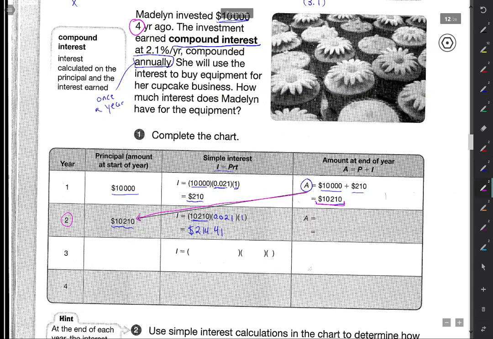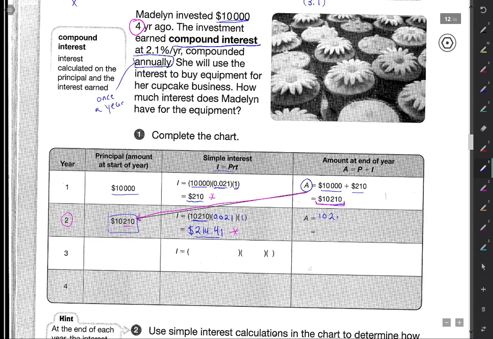So you'll notice that the interest this time is a little more money than it was last year. That's because we're calculating the interest with the interest of the last year added onto the initial amount. So now let's add this interest onto the initial amount from this year.